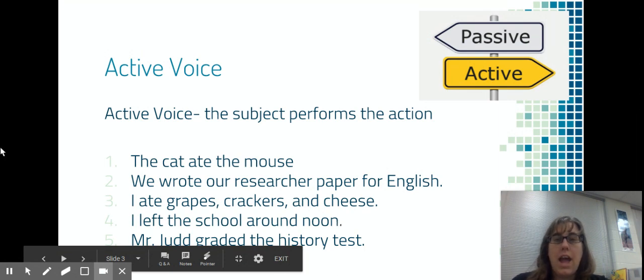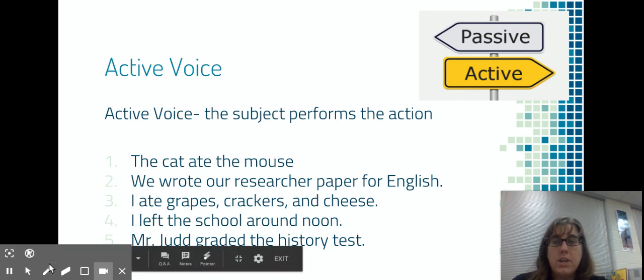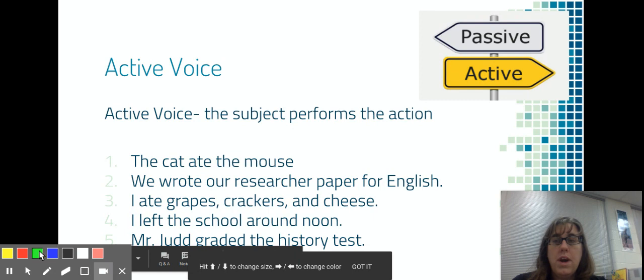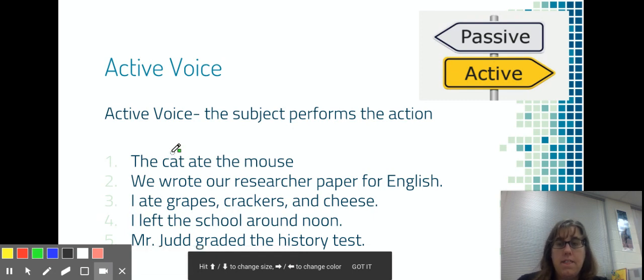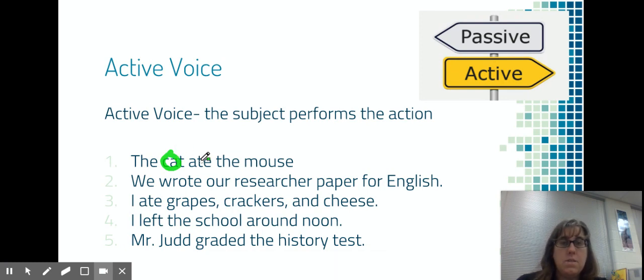Okay, so with our action verbs, this is active voice: the subject performs the action. So if you look at the first one, the cat ate the mouse. My question for you is who ate the mouse? The cat did. So the cat is the one performing the action. That's active voice. We wrote our research paper. Who wrote it? We did. And we is the subject. So the subject performs the action.